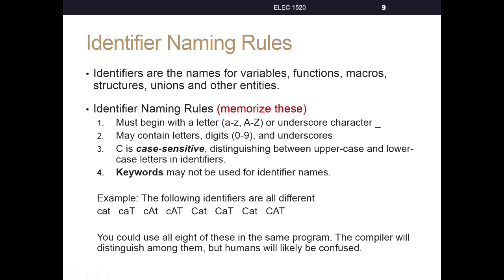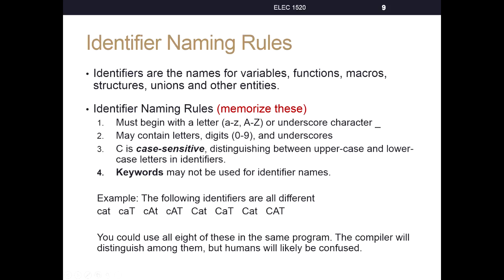But here's an example down below. These are all different identifiers. There's 8 different spellings of the word cat. So all lowercase, 2 lowercase letters and an uppercase letter. The compiler would consider each one of these to be a completely different identifier name.